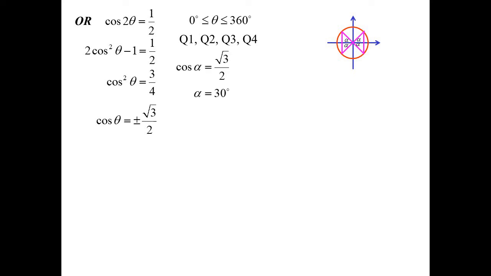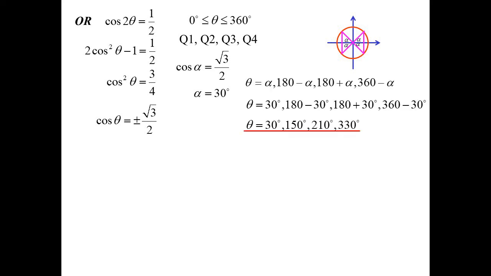Well, plus or minus means I'm in all 4 quadrants. Look, we get the butterfly. The acute angle in this case is now 30 degrees, but I'm in all 4 quadrants, so I actually end up with the same 4 answers, of course.